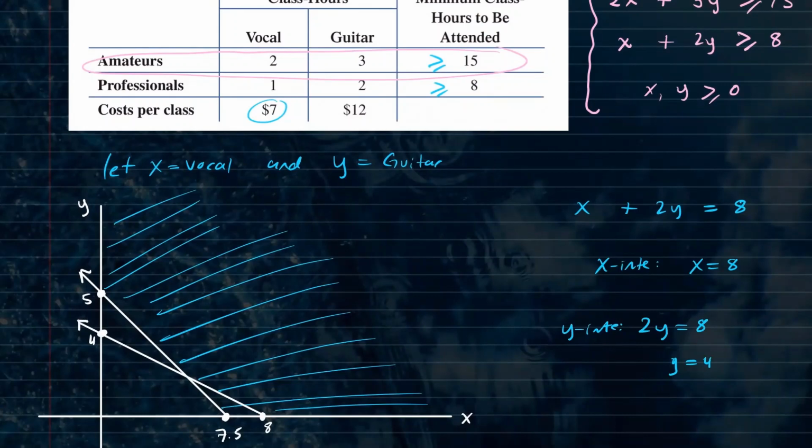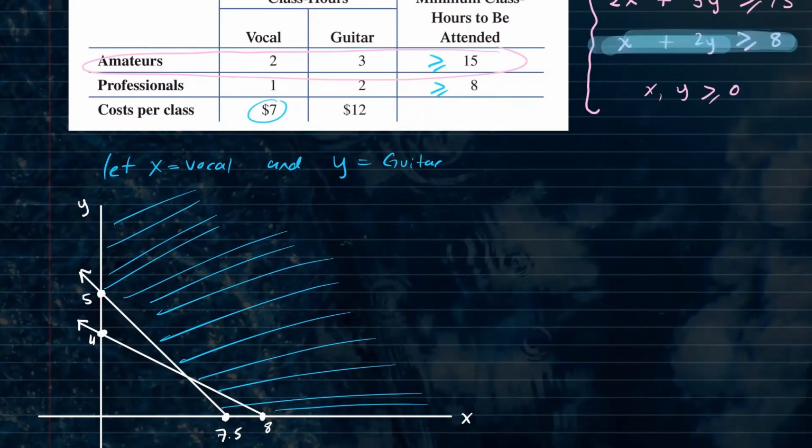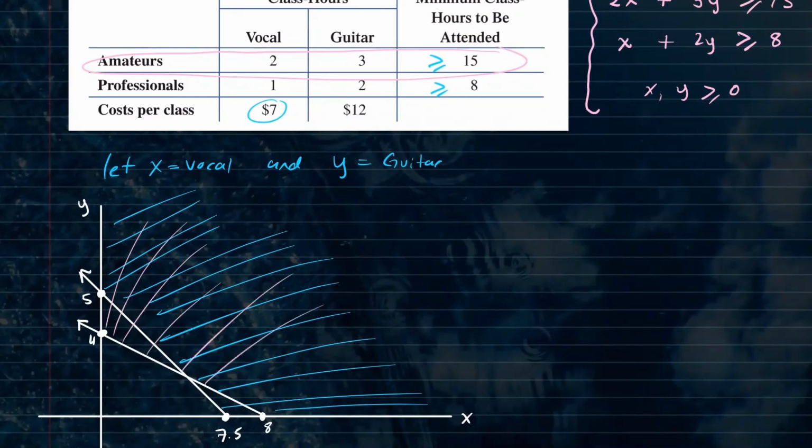And now we shade in the region. So again, you pick a value. Let's pick 0, 0 again. Plug it into the original inequality right here and see if that makes it true. So x equals 0, y equals 0. We get 0 greater than or equal to 8. That's not true. So we don't shade below, we shade above. So this is what the second one will shade in.